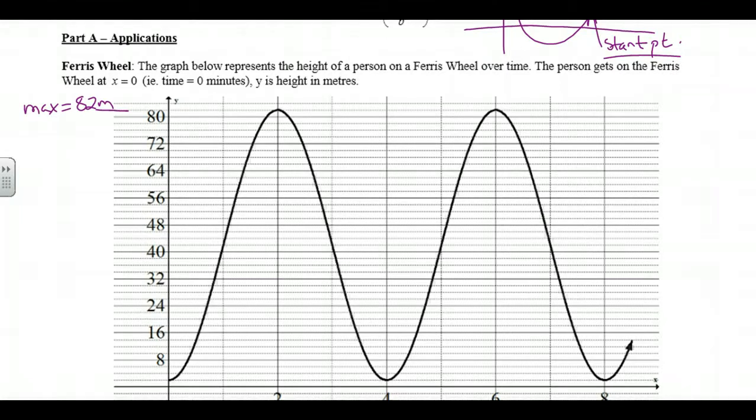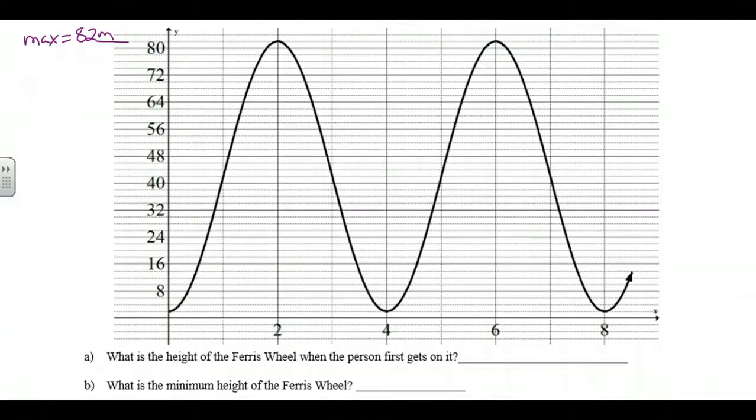What's the minimum height of the Ferris wheel? 2 meters. Why is it 2 meters? Because you're not right on the ground when you're loading. It causes a lot of damage to the ground.